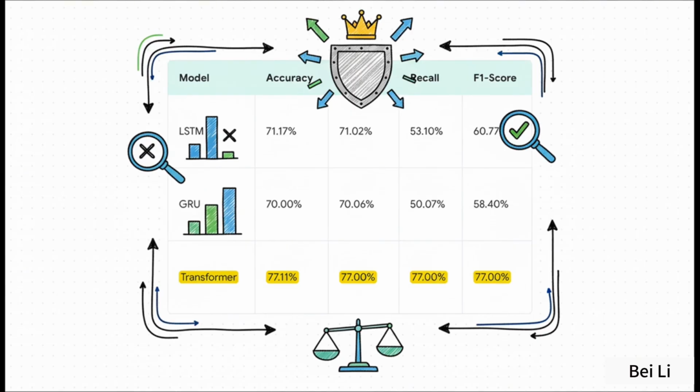But it wasn't just about overall accuracy. The Transformer just dominated across the board. It had better precision, which means fewer false alarms. It had much better recall, which means it caught more of the actual toxic content. And it had a significantly higher F1 score. The traditional models, the LSTM and GRU, they were honestly just left in the dust.